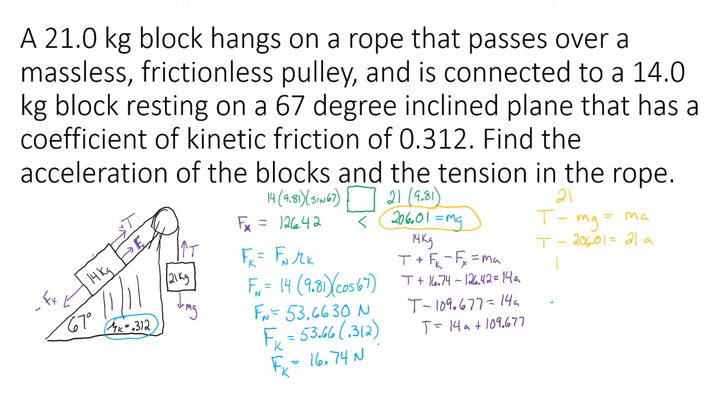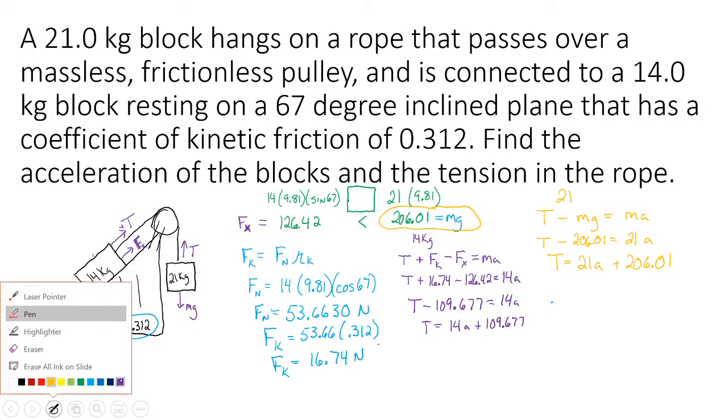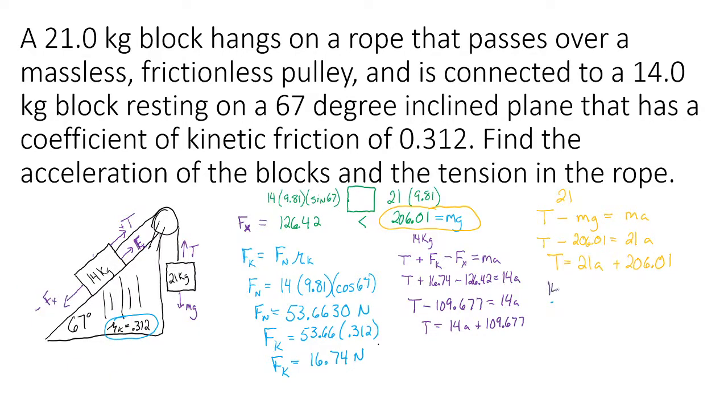All right, we're going to add that to the other side. T equals 21a plus 206.01. Now we're going to substitute in T from our first problem. So it's going to be 14a plus 109.677 equals 21a plus 206.01. I can now begin to solve for acceleration.